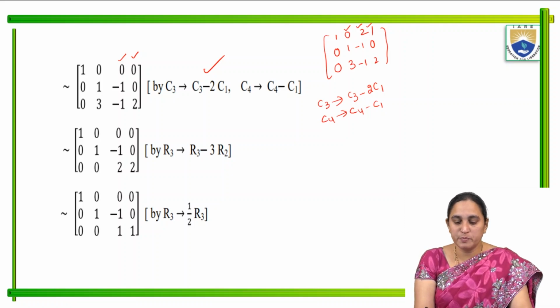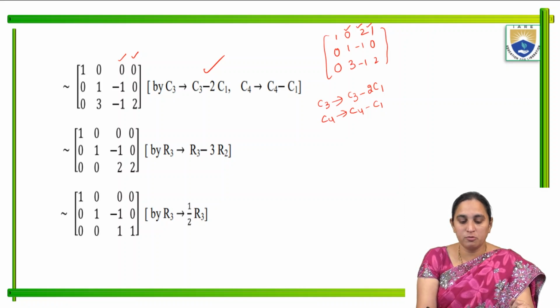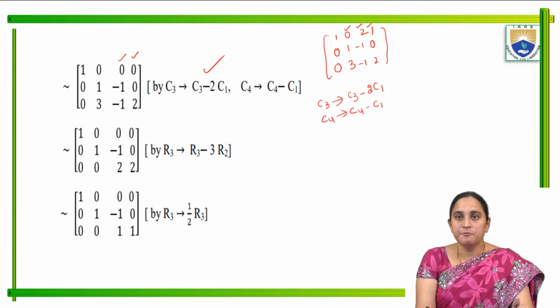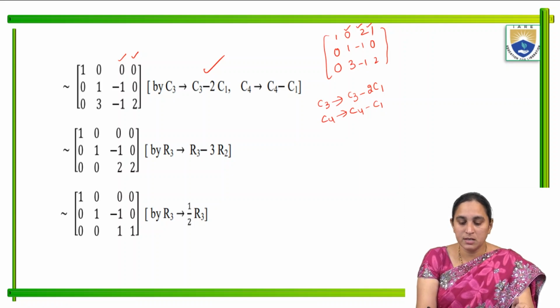And next, with respect to C1, I'll make the C4 first element 0. For that column operation, C4 minus C1. C4 minus C1 means 1 minus 1, 0. Next, 0 minus 0, 0. And next, 2 minus 0 is 2.